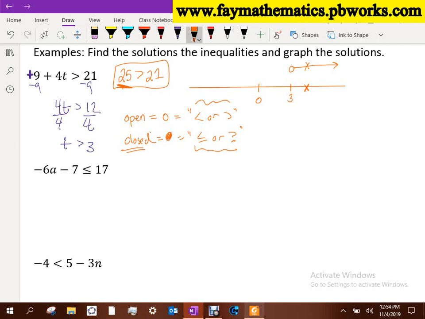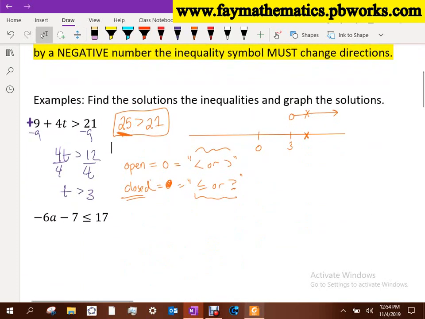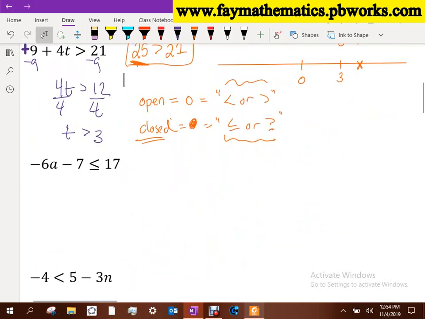Okay, next one. So I showed you how to use that chart. If you want to use it, by all means, I don't think it's something that's ever going to harm you. Okay? So get down to this one.